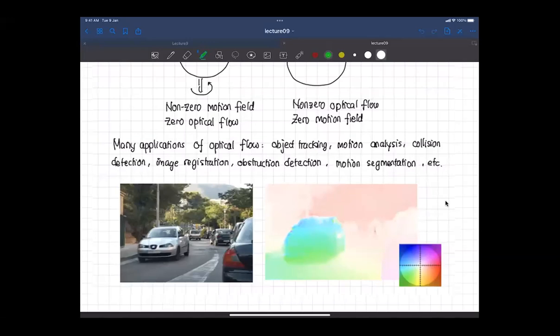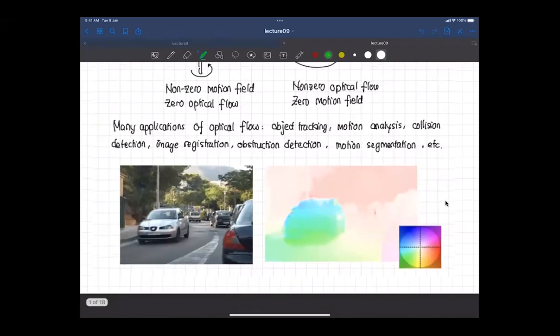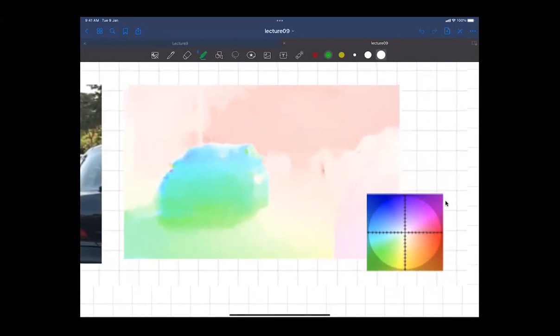So this color encoding will represent the direction. If the movement is red, somehow reddish, or maybe not really red but somewhere between orange and red, it will move in this direction. If this is green, it moves in that direction. If this is white, then there's no motion. So there is the color coding here for this optical flow.